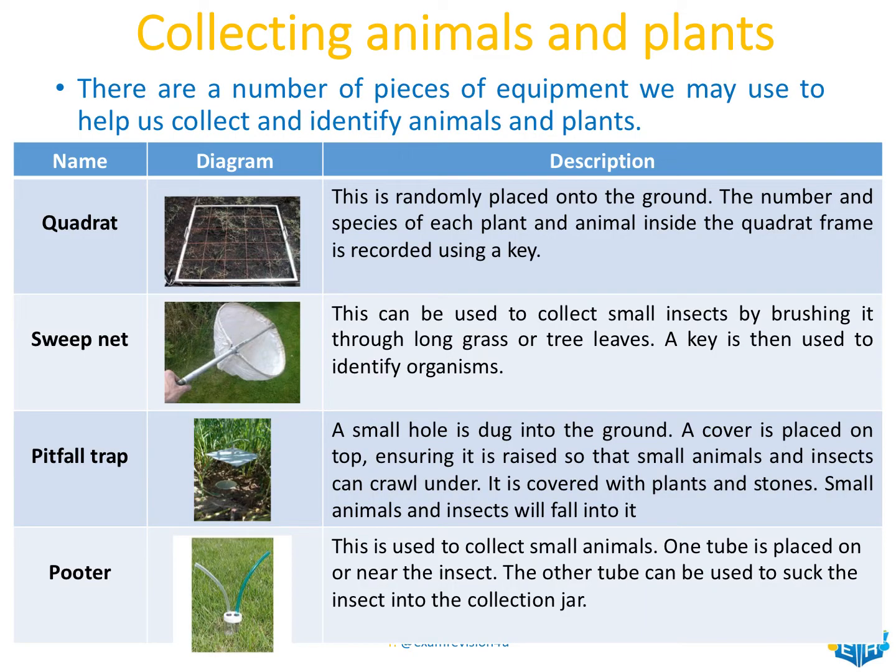Well, here we have 4 different pieces of equipment which can be used. We have a quadrat, we have a sweep net, we have a pitfall trap, and we have a pooter. So we're going to go through each one individually. You mightn't have used them all, but if you haven't, we'll explain now how they're used anyway.